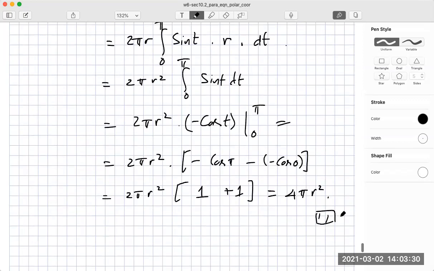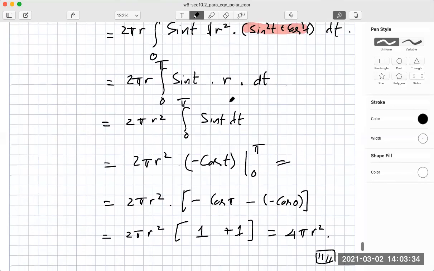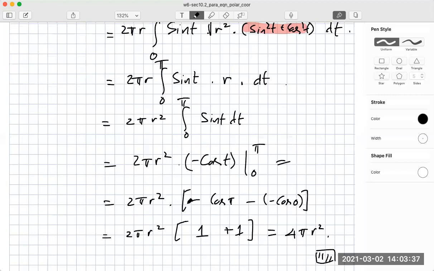Okay, go home and double check this result yourself. It's a simple integration, so I believe that you can do it yourself. So that is all about chapter 10.2.